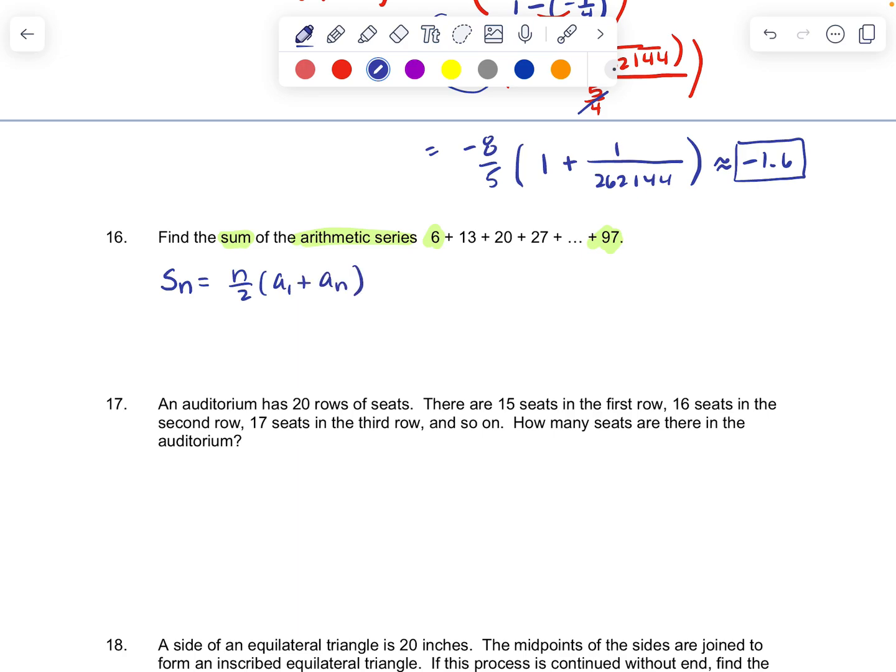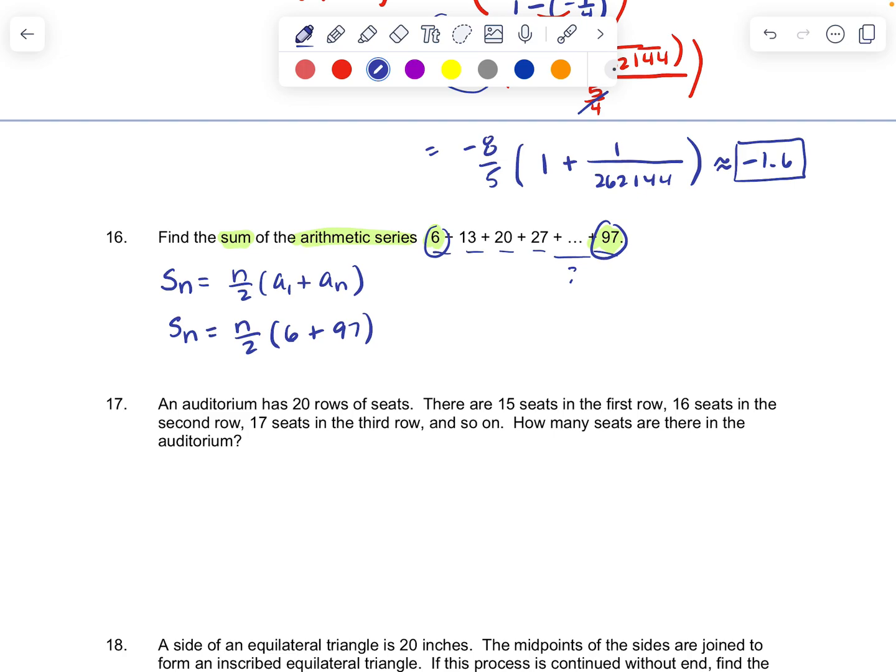I want the sum of the arithmetic series. Now, you guys, I don't know how many numbers there are here because I don't know how many numbers there are in between here. Okay, so let's see if we could just figure it out. Plug in what we know. I know S sub n equals n over 2. I don't know what the n is. The first term is 6. The last term is 97. Okay? So all I really need is that n.